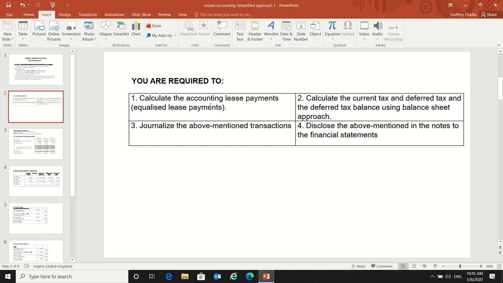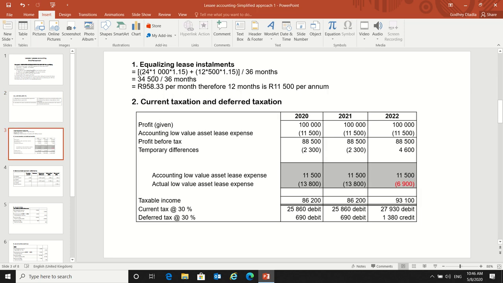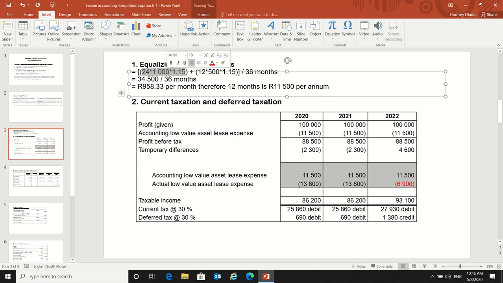They're required in terms of this one, the same as the other exercise that we did. You must calculate the equalization lease. Remember, the equalization lease, we want one standard lease amount per month, and then we extrapolate it to a year. And then we've got number 2 and number 3 as mentioned there. Now let's start with number 1 when we do the equalization lease. Now you'll see here we are saying it's 24 times 1,000 times 1.15. So what we are saying, it's 1,000 rand for 24 months. Add the VAT also of that amount, because this one is non-qualifying.